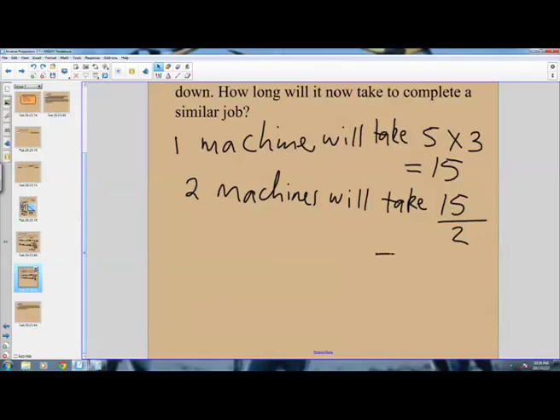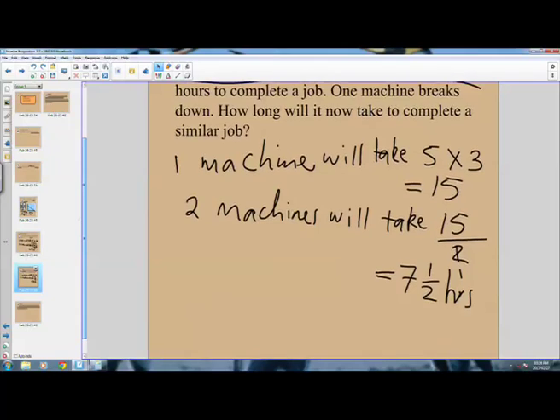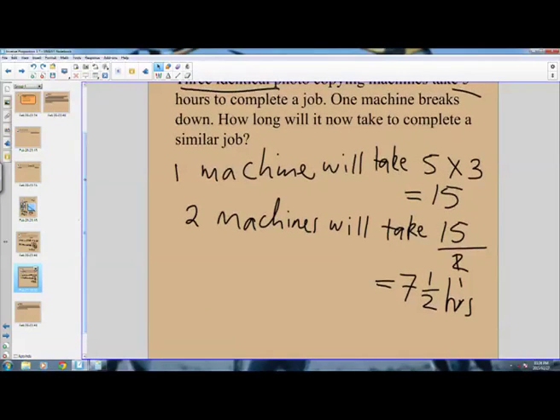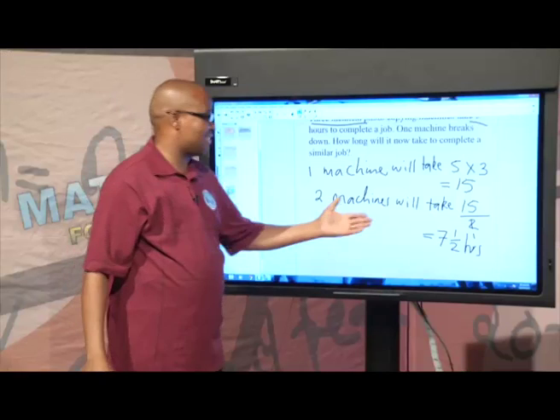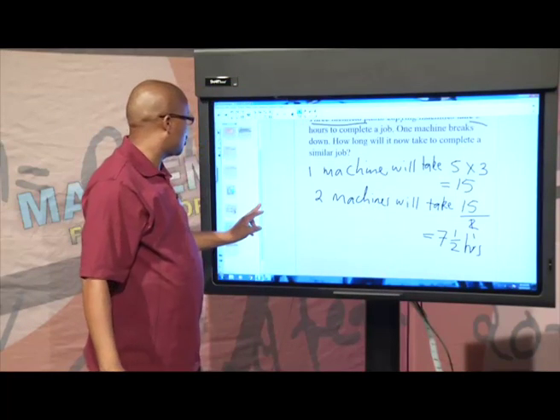2 into 15 is 7, remainder 1. So this is 7.5 hours. So this simply says if one machine breaks, then the 2 machines that are remaining will take 7.5 hours to complete the job.